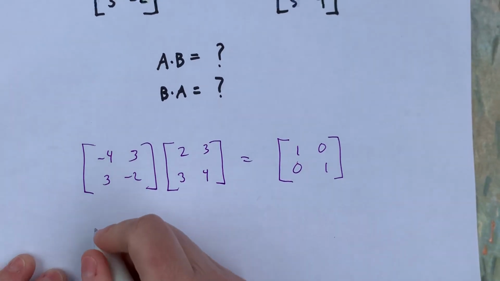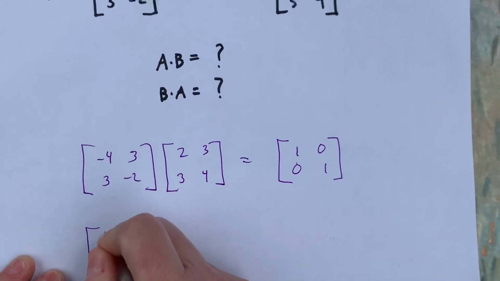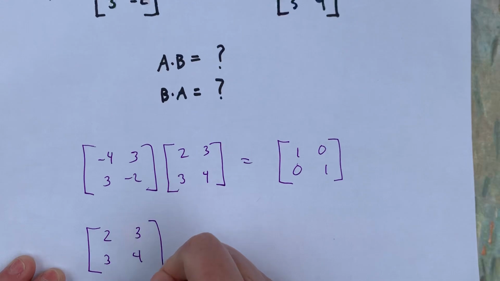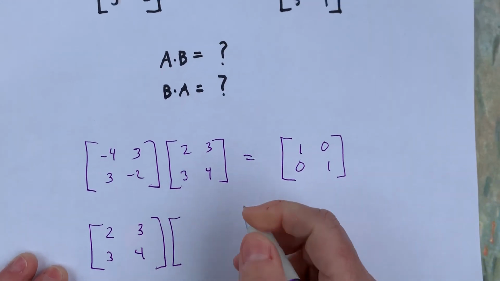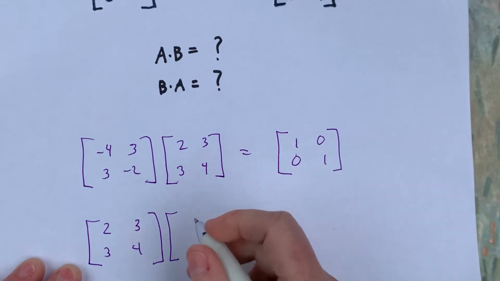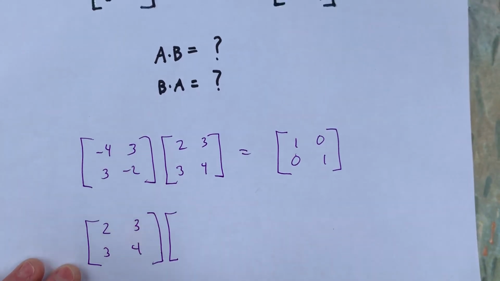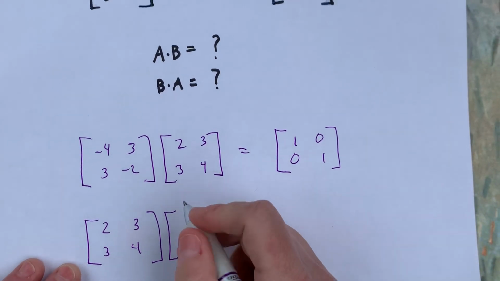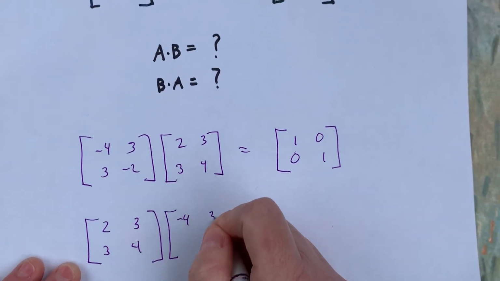Let's check it out the other way, though, because hopefully you remember that multiplication of matrices is not always commutative. It's not the same in both directions all the time. So let's see if it works in this case.